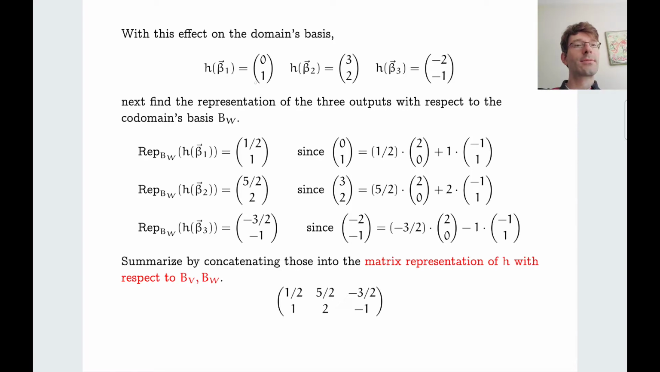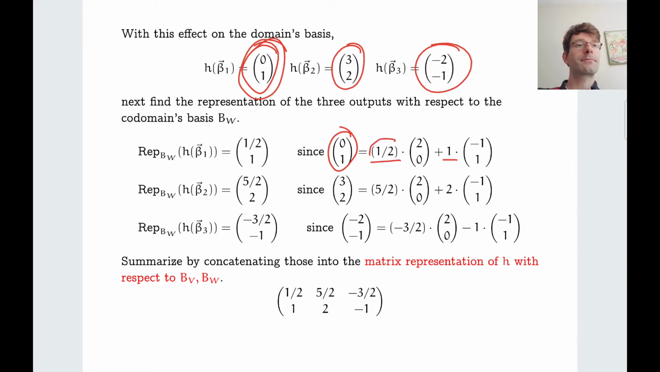Okay, and now once we have fixed these results, we express these vectors with respect to the output basis. So we write, for example, this vector 0, 1 as a linear combination of the basis elements from the output basis. When we do this, we get these two coefficients. And then if we collect these coefficients in a column vector, we get what we call the representation of h of beta 1 with respect to the output basis. And we do the same thing for all three h of beta i.